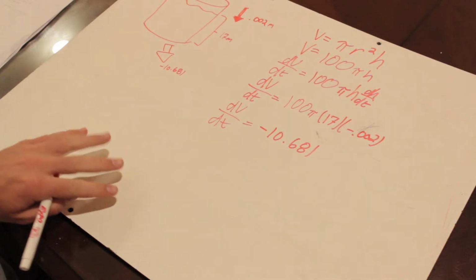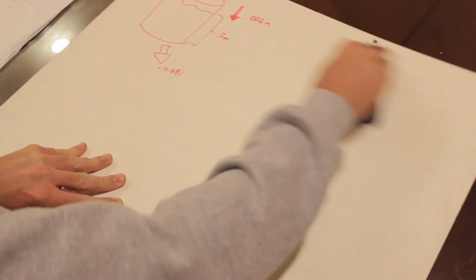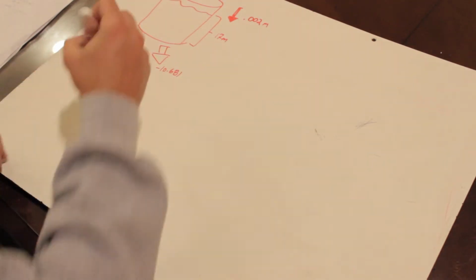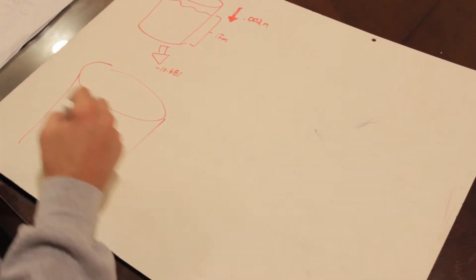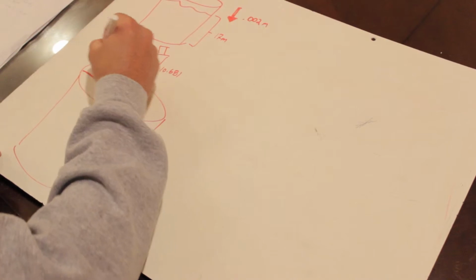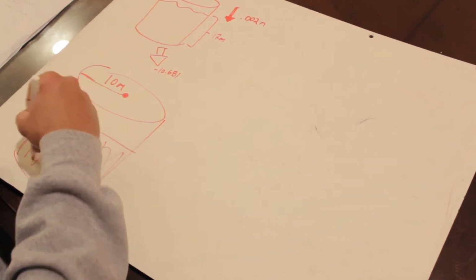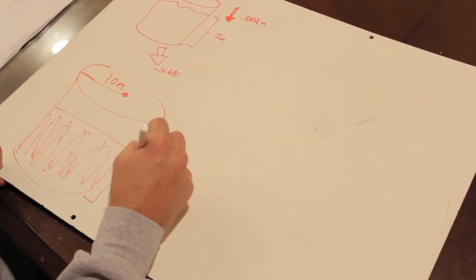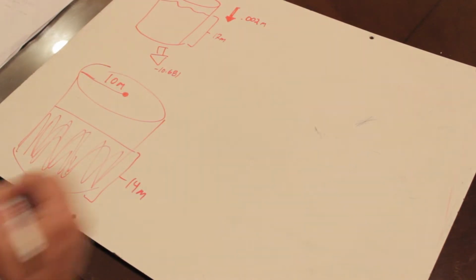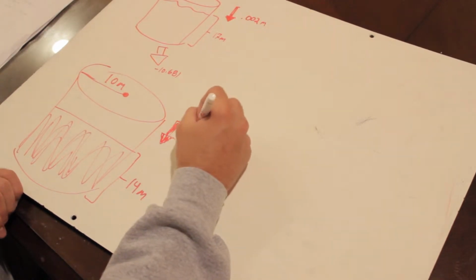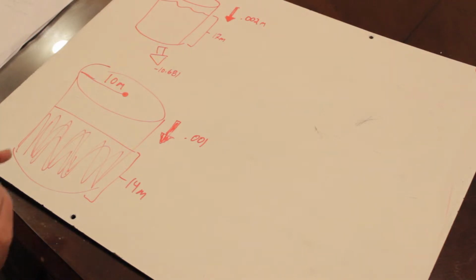But we will move on to the grain. And so the silo has the same dimensions. A radius of 10 meters, but instead it has a height of 14 meters. And this one is decreasing at 0.001. And so once again we can use the volume of the right cylinder and find the derivative to find the rate of change of the volume.